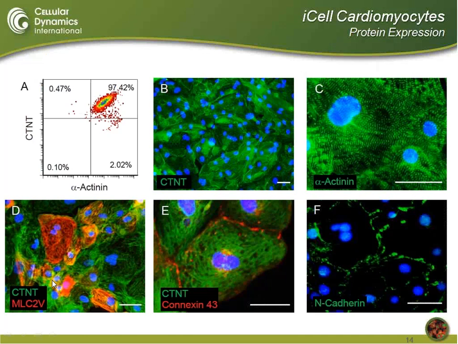Looking down now at panel D, we have myosin light chain 2V in red and cardiac troponin T in green. And you see that we have a mixed population of ventricular-like and atrial and nodal-like cells, with the ventricular-like cells showing up in the 2V staining here. And next, for cell-to-cell communication in panel E, we've got the connexin 43 staining in red, showing up around the cell-to-cell contacts, showing that our cells indeed are communicating as cardiomyocytes would.